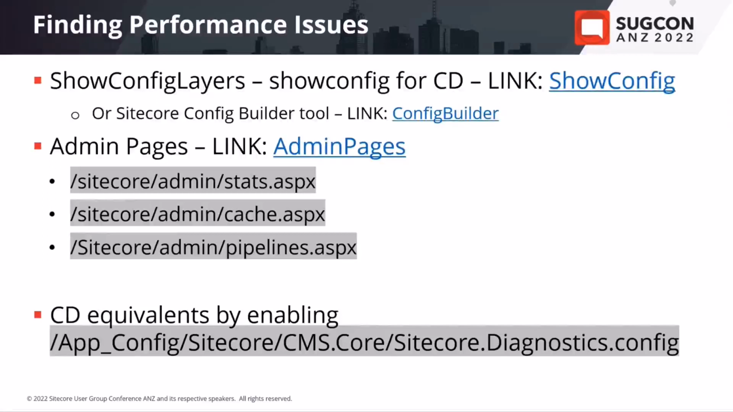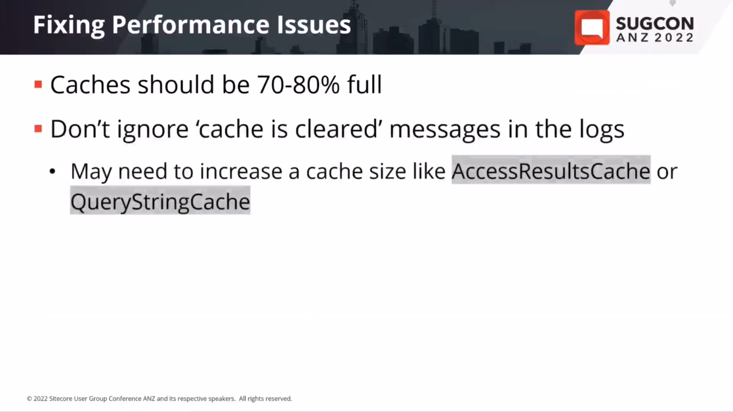Pipelines as well, we can see, we can reset basically the collection for pipelines. We can run through some tests on local instances or delivery production instances, and then we can hit the pipelines page and we can see which were the slowest performing pipelines, things like that. We can also enable a diagnostics config to collect some of these statistics on CD servers so that they will save to file system, rather than obviously we can't access those pages which we can on a CM instance. As I mentioned, the caches should be 78% full. If they're lower than this, then they're sort of waste of space in there. And if they're higher than this, then they're likely to be cleared more frequently.